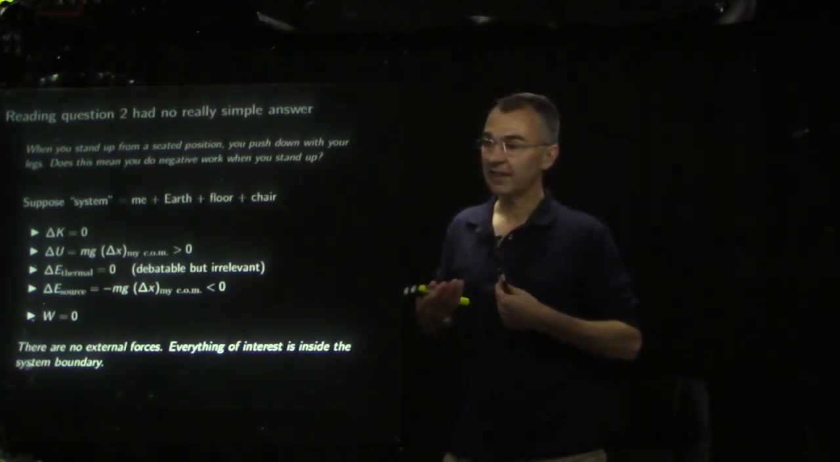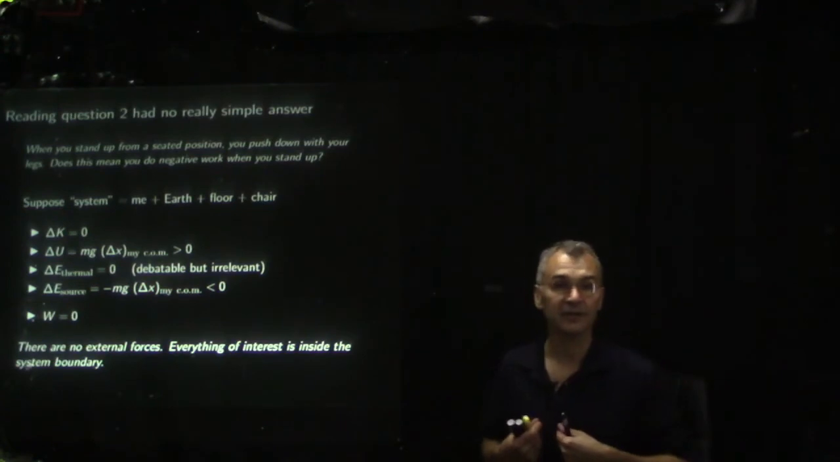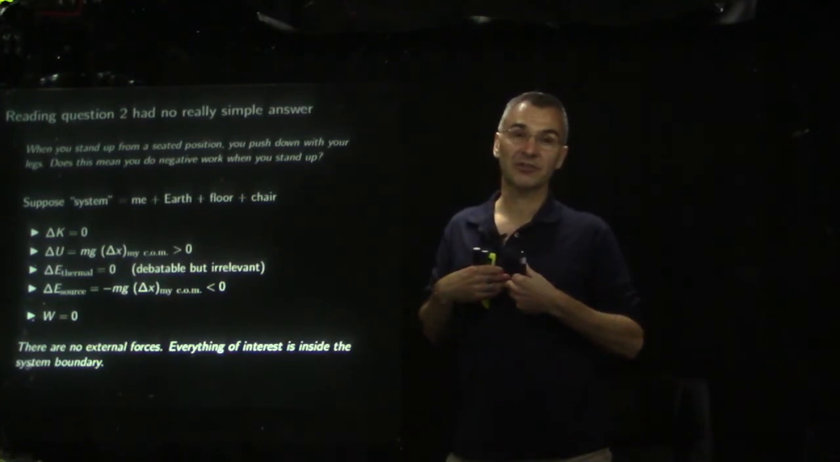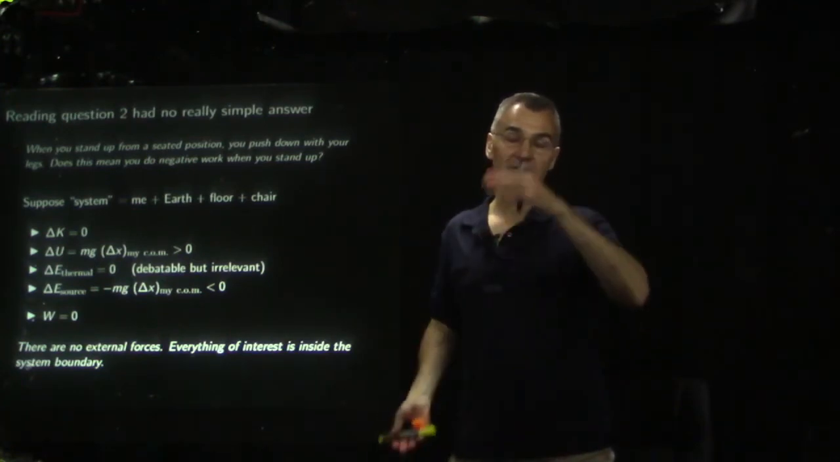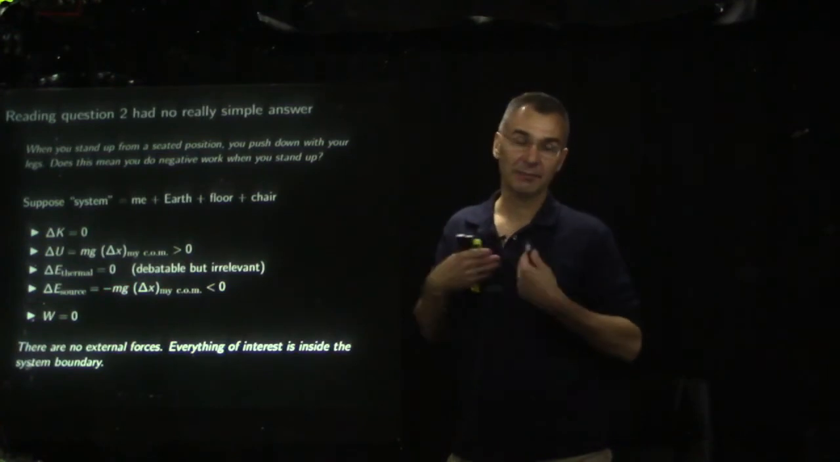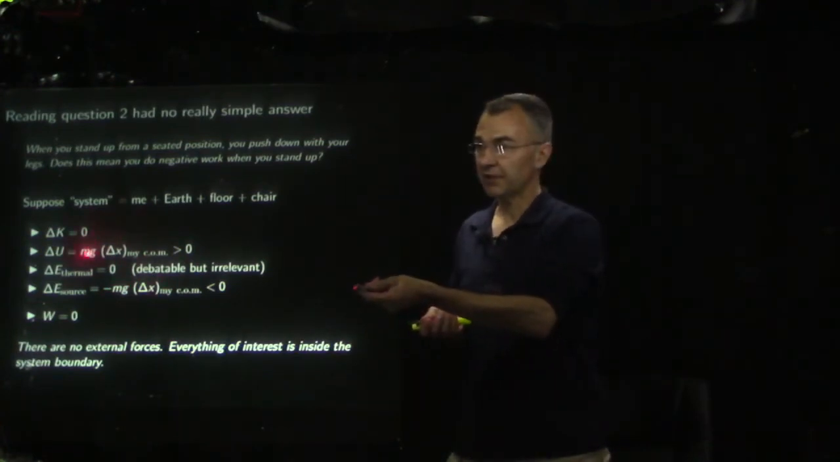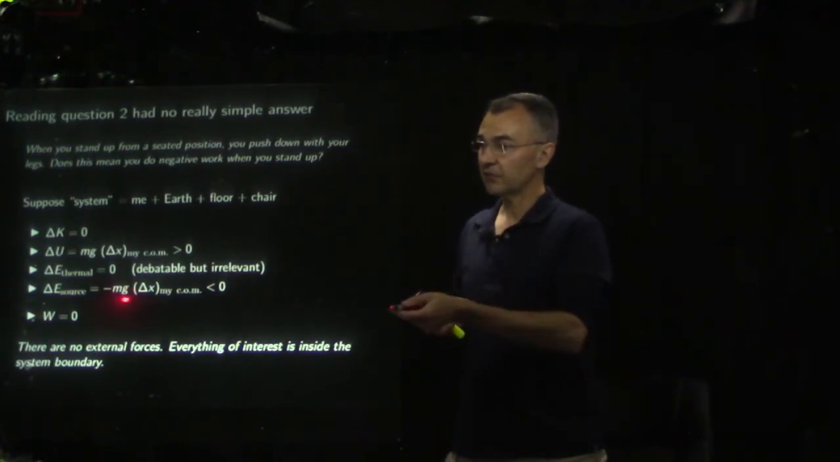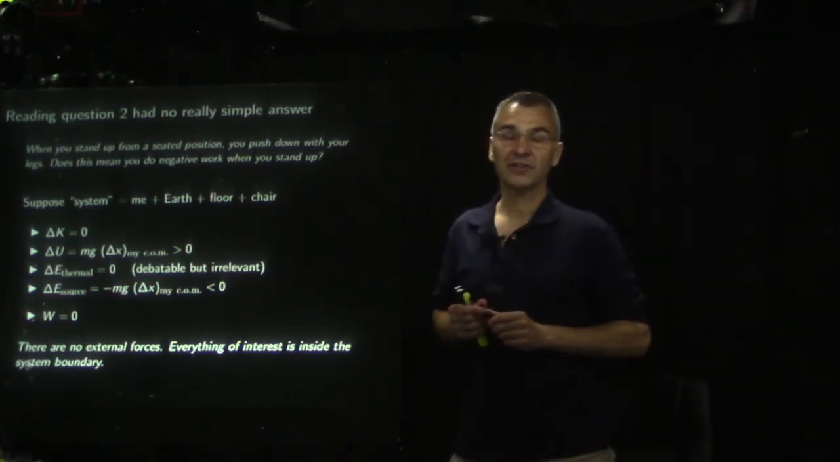So basically, when I go from here to here, I'm converting chemical energy stored in my body into gravitational potential energy stored in the Earth-body system. So source energy is decreasing. That's chemical energy stored in me. But gravitational potential energy is increasing. So the work done is 0. That's kind of consistent with that first answer on the previous slide.